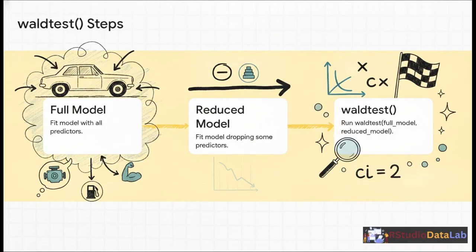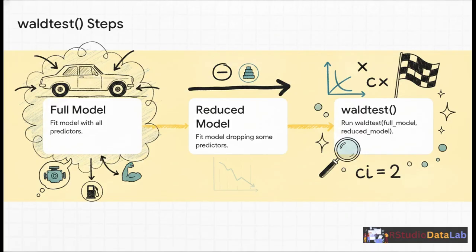When you run that exact code on the mtcars dataset, here's the result you get. An F statistic of 5.983 and a p-value of 0.0069. Because this p-value is well below our standard 0.05 threshold, you can confidently reject the null hypothesis. Displacement and horsepower jointly contribute significant explanatory power to a model that already contains weight. The full model genuinely, statistically, fits better.